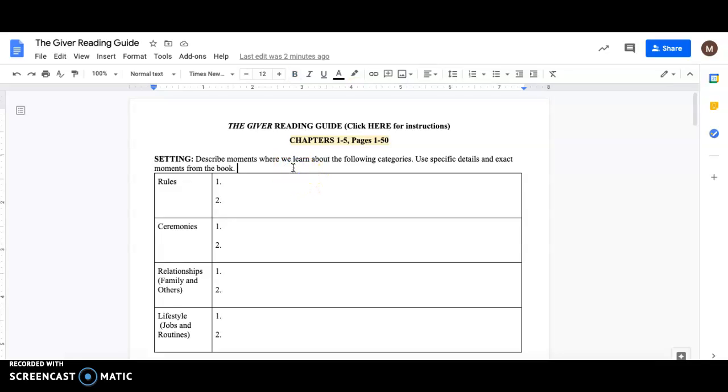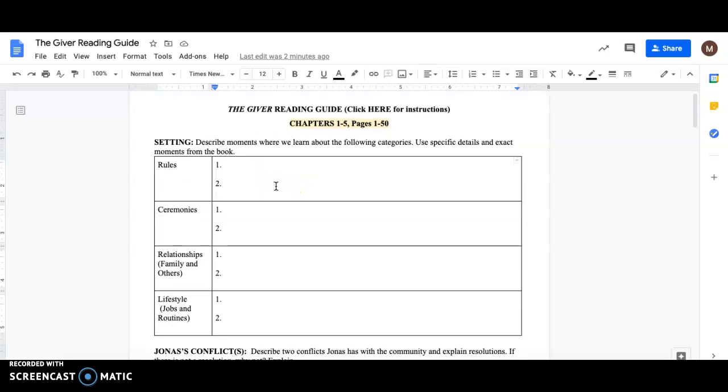So there are multiple sections, and these sections will help you when you do your final project and as we have discussions about the book. There are directions written on here, but I wanted to make this video too just to fully explain, especially if you are out of school or if you need a refresher at any point in this unit. So the first section will kind of cover the setting of the book.